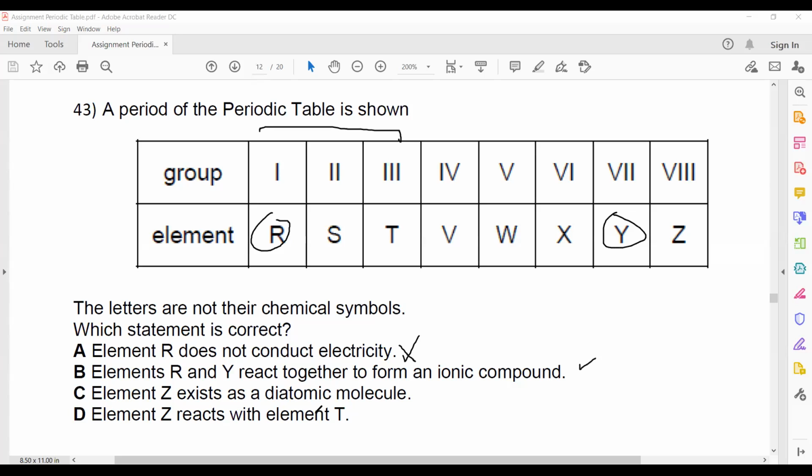That's true. Element Z exists as a diatomic? That's wrong. Why? Because it's an unreactive element, so it only exists as monoatomic. Element Z is unreactive because of a complete shell. It does not react.